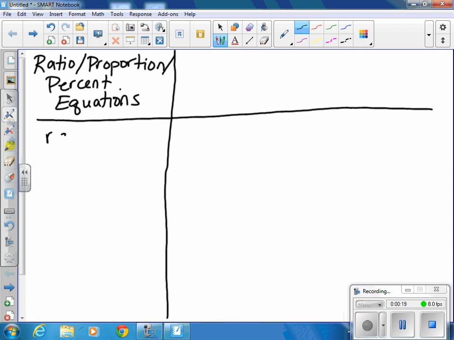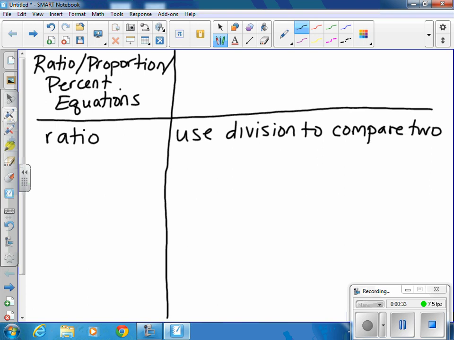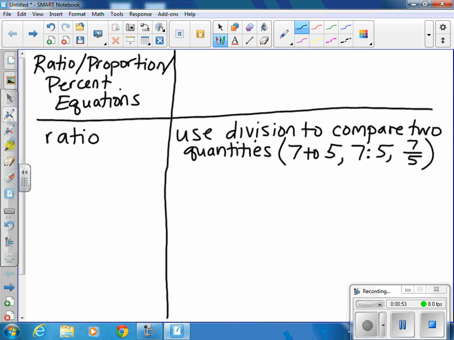The first thing we want to do is define some old words that you are already familiar with. The first one is ratio, and ratios use division to compare two quantities. And remember that ratios can be written in one of three ways. They can be written as words, 7 to 5, with the word "to", they can be written with a colon, 7:5, or they can be written as a fraction, 7/5. Those are the three different ways, and they all stand for a ratio. For this purpose, you'll want to use the fraction one as the most productive one through your equation.